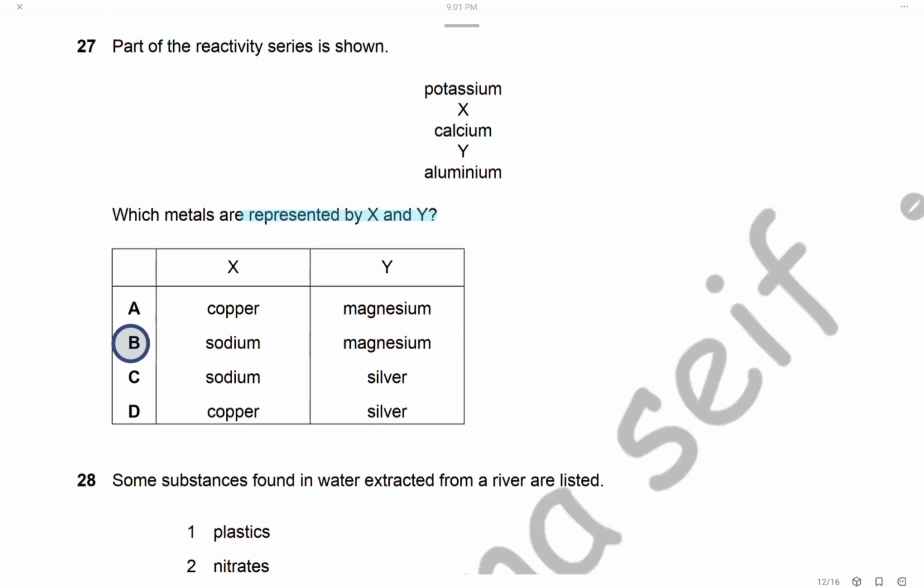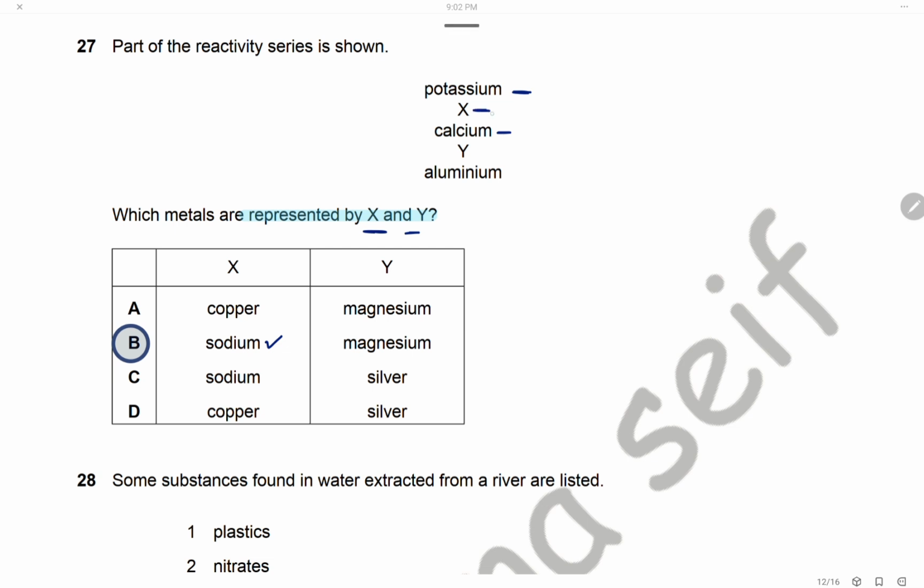Question 27. Part of the reactivity series is shown: potassium, then X, calcium, then Y, then aluminium. Which metals are represented by X and Y? So we want to choose a metal which is below potassium in reactivity and more reactive than calcium, which is of course sodium, because all group 1 metals are more reactive than group 2.